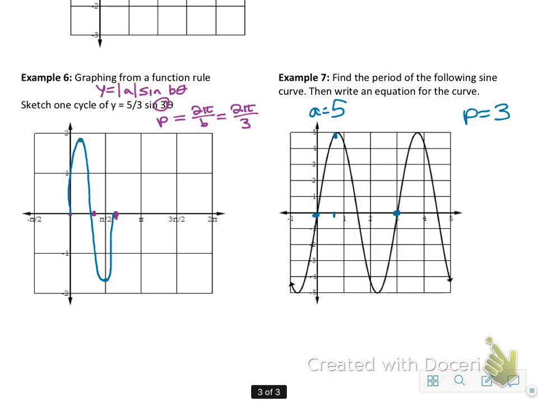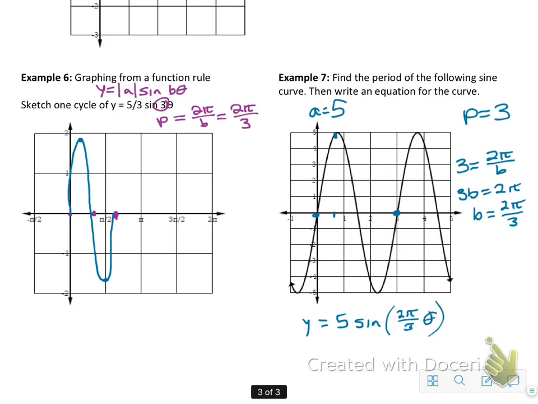Now, before we can really write the equation, if our period is 3, we're going to have to do the same thing we did in example 5. So we're going to have to set 3 equal to 2 pi over b and solve, which means that 3b equals 2 pi and b equals 2 pi over 3. And now we can write the equation. So y is going to equal 5 sine of 2 pi over 3 theta.